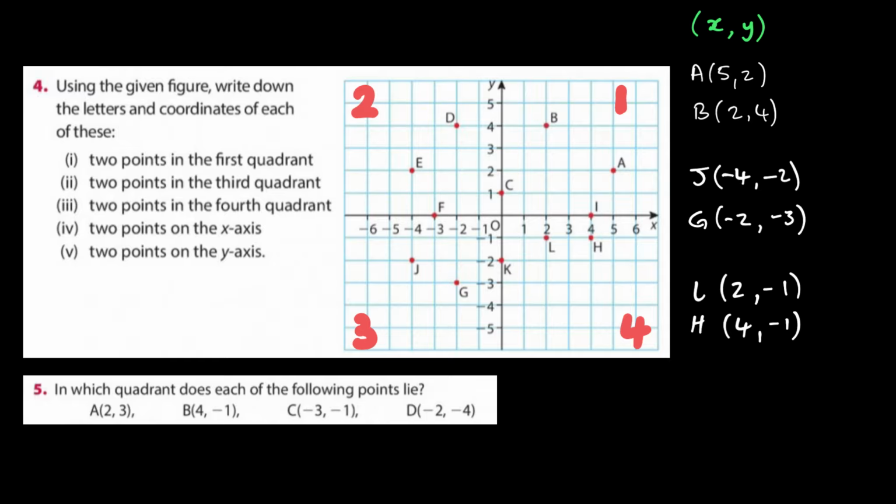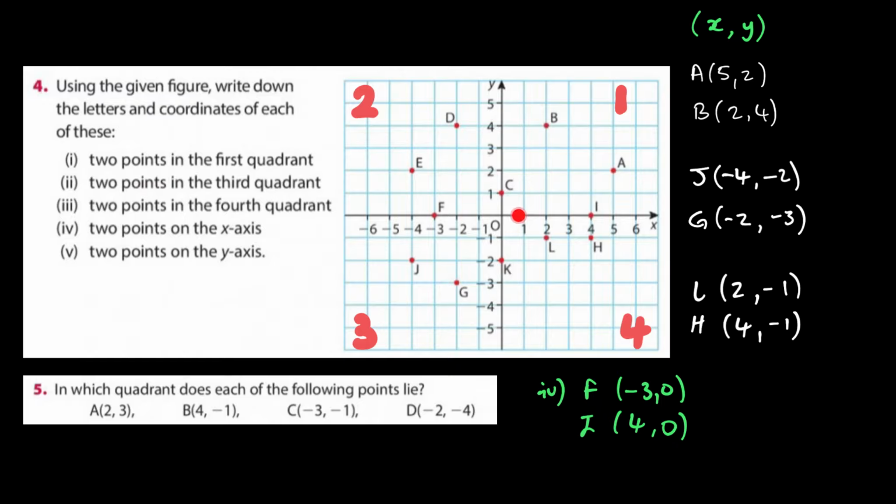Okay, the next question said 2 points on the x-axis. To find 2 points on the x-axis, we know that this here is the x-axis. So 2 points on the x-axis are going to be F and I. So for part IV, we'll have F, which is -3 and 0, and I, which is 4 and 0.